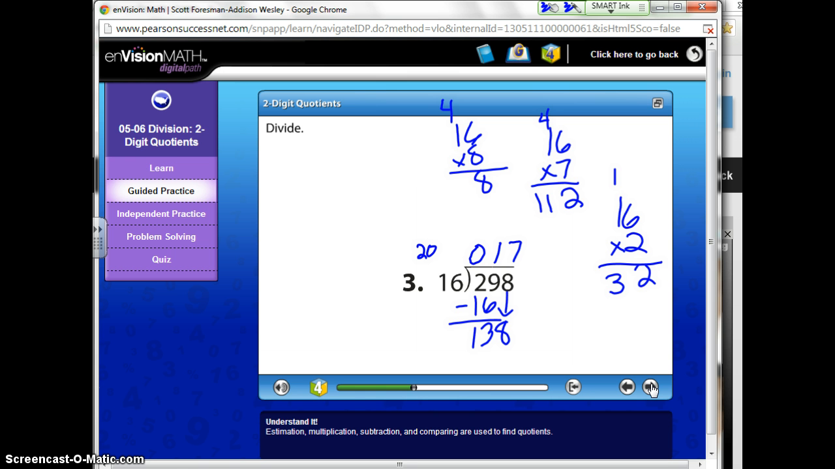48. 8 times 1 is 8. Will that work? Yeah. Oh, I guess I'm going to change it to an 8. I got 128. What will my leftover be? 10.